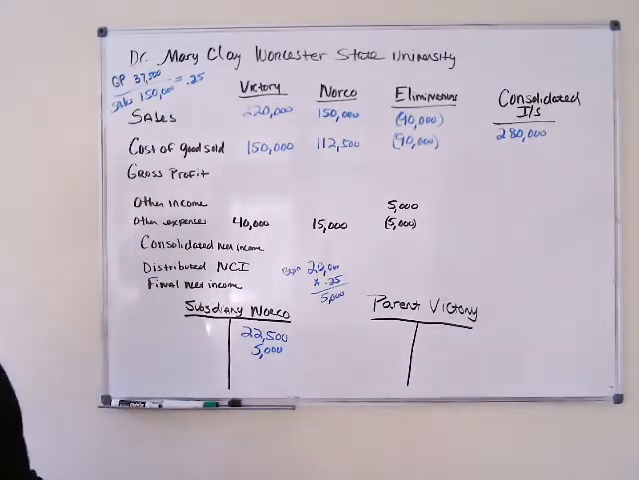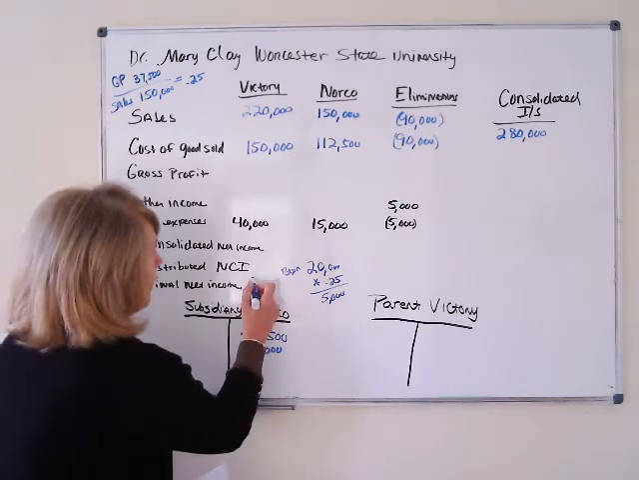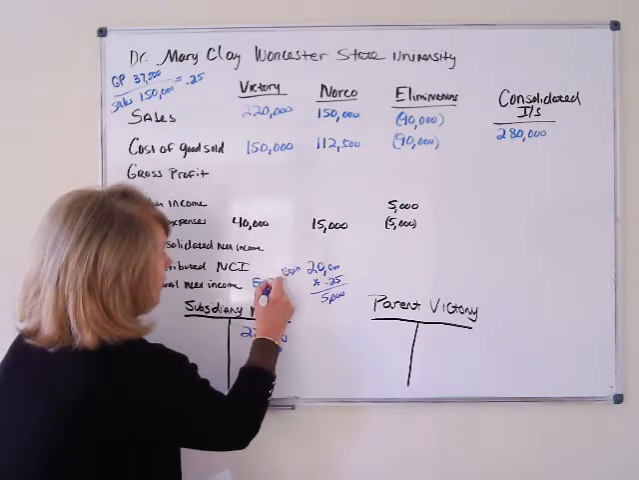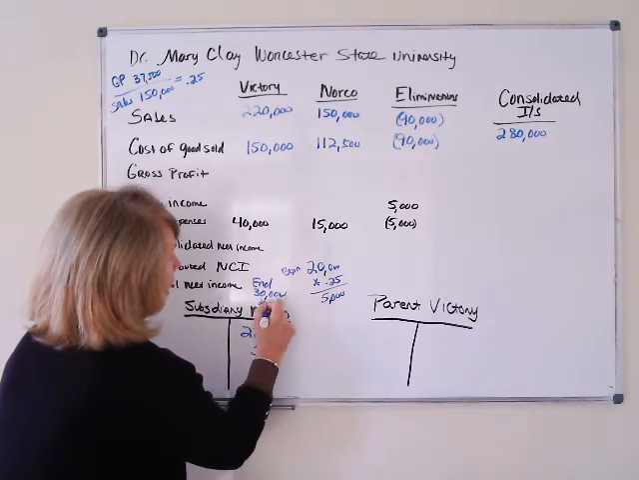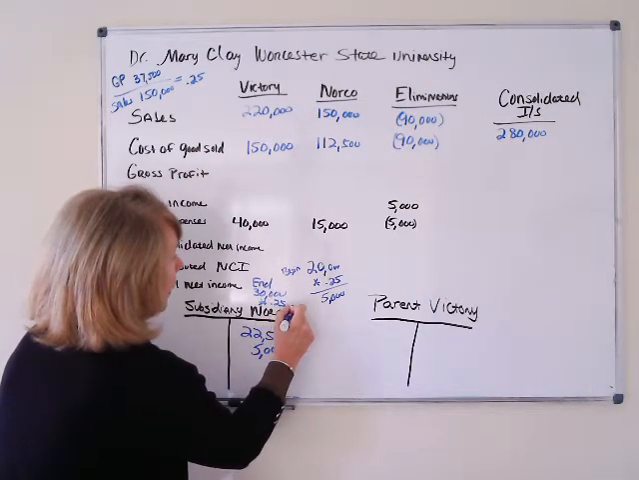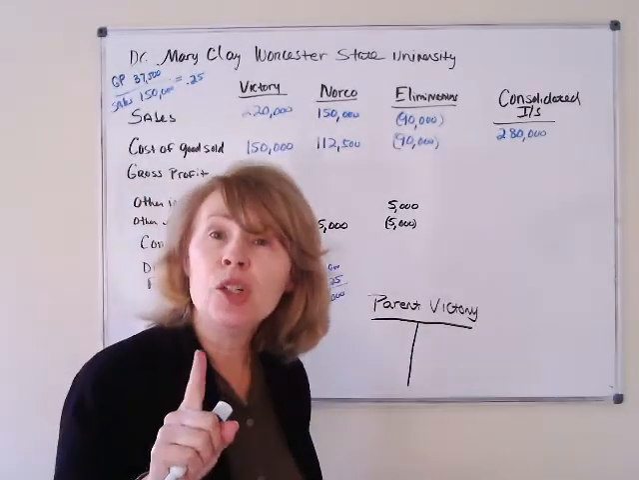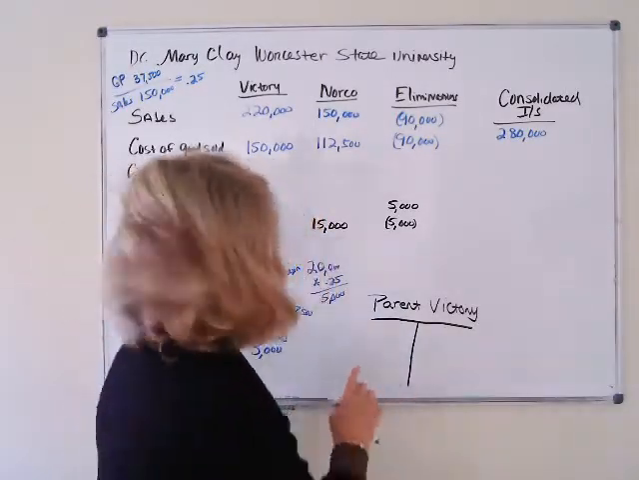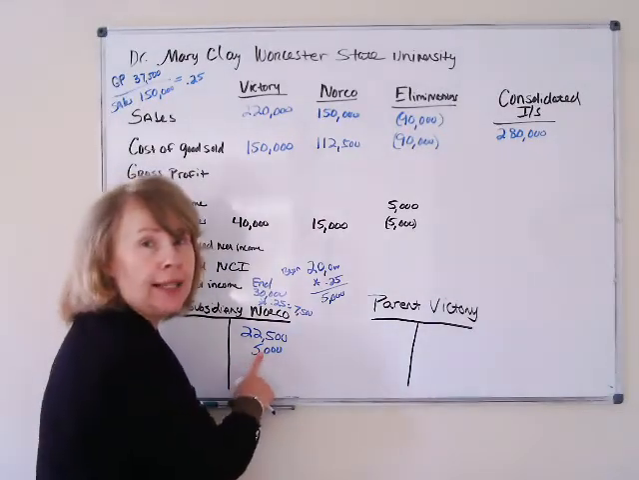Can't find my eraser. So now this is beginning. Let's do the end. The end is 30,000. I multiply that by 25, and that equals 7,500. That is unrealized. Okay, so realized is going to add to the net income.